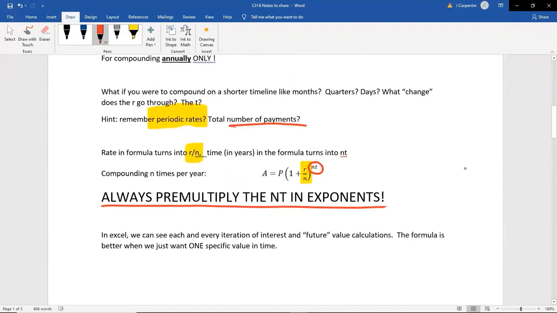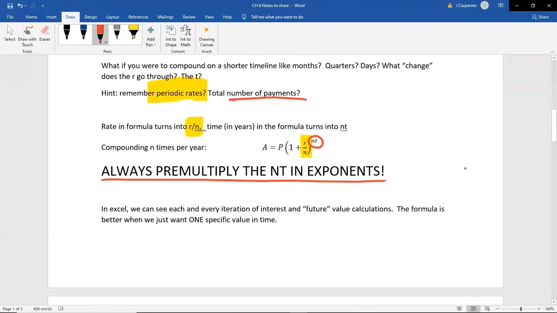And before I go on to my next example, just showing the difference of using this formula versus the previous one, in Excel, we can see each and every iteration of interest and future value calculations. The formula is just better when we want one specific value in time. This right here, I've already talked about dozens and dozens of times. It's nothing new. So that's why I just kind of like to have reminders here and there, but I don't need to talk about that for 5 hours.